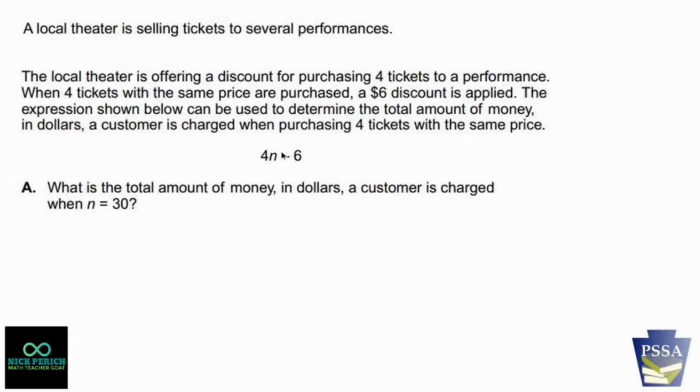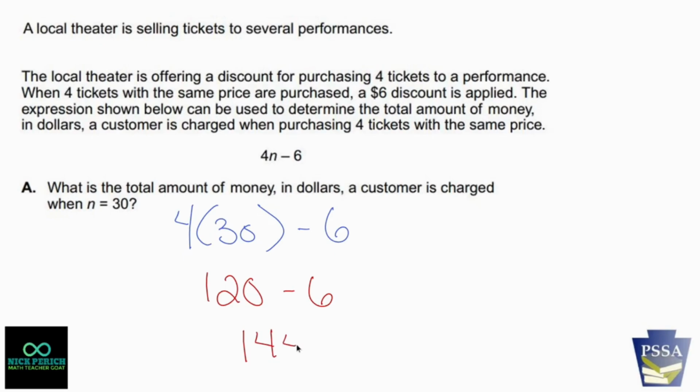So what we're going to do is write out 4N minus 6, but replace N with parentheses 30. Now that means 4 times 30 minus 6. Order of operations says we do 4 times 30 first, that's 120. And 120 minus 6 is $144. So we don't have to explain anything. We don't even have to show our work. All we have to do is show the total amount of money in dollars. There's our $144 right there.